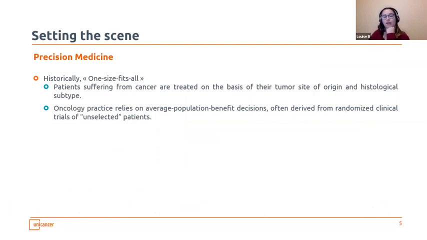Historically, studies were mostly designed as one size fits all, and patients suffering from cancer were treated on the basis of their tumor site of origin and histological subtype. Oncology practice relies on average population benefit decisions, often derived from randomized clinical trials on unselected patients, with selection criteria not specific to their type, but only based on the tumor site of origin.